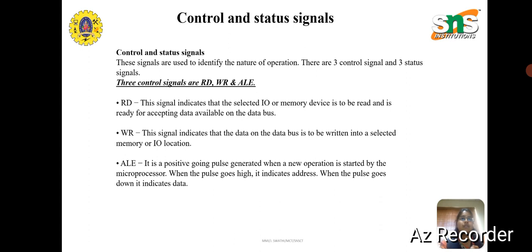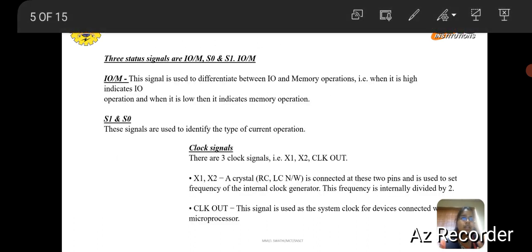And also we have the signals X1 and X2. These X1 and X2 are called crystal signals. It is connected at these 2 points and is used to set the frequency of the internal clock register. This frequency is internally divided by 2. Clock out: this signal is used as a system clock for the devices connected with the microprocessor.